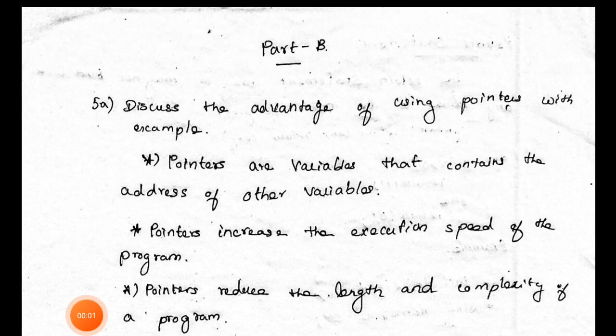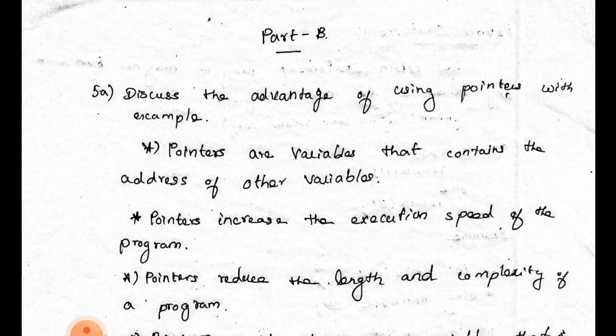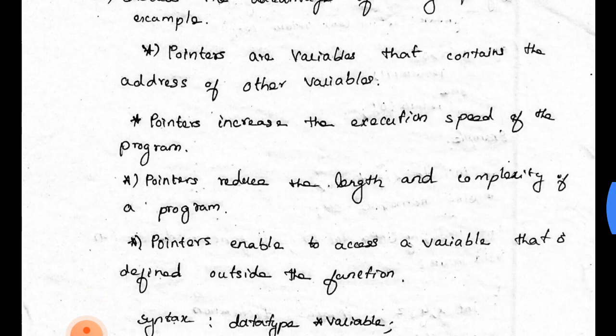Then we discuss part B questions. Discuss the advantage of using pointers with example. In a program, pointers are important to reduce the sizes. The first advantage is pointers are variables that contain the address of other variables. Second, pointers increase the execution speed of the program. It reduces the length and complexity of the program.